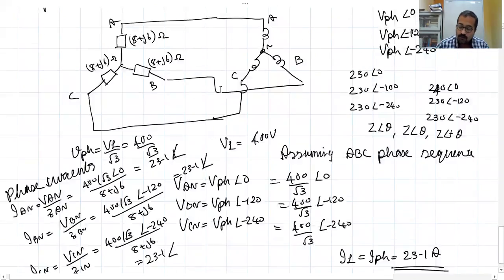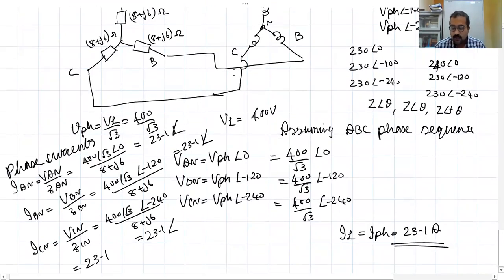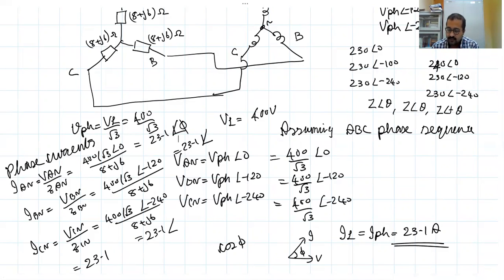Now, what next? You are asked to find the power factor. What is power factor? Power factor is the cosine of the angle between the voltage phasor and current phasor, is it not? Cos phi will give you the power factor. So IAN we know, you will get IAN in phasor form, 23.1 angle some angle. Let that angle be phi. VAN angle is 0 degrees, right? So cosine of phi will give you the power factor.